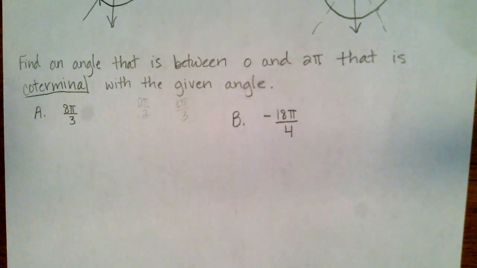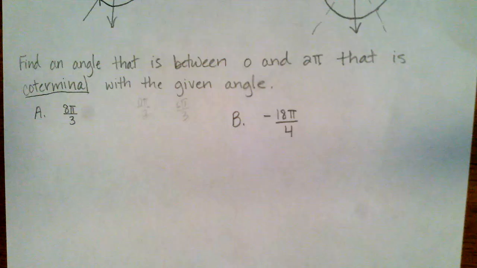For our next problems, we want to find an angle that is between 0 and 2 pi that is coterminal with the given angle. Okay, so hopefully you remember that coterminal means that it ends in the same place. One trick for this, if you are in radians, you can add or subtract 2 pi repeatedly until you get a number between 0 and 2 pi. The same thing works with degrees. You can add or subtract 360 degrees until you get to something between 0 and 360 degrees.